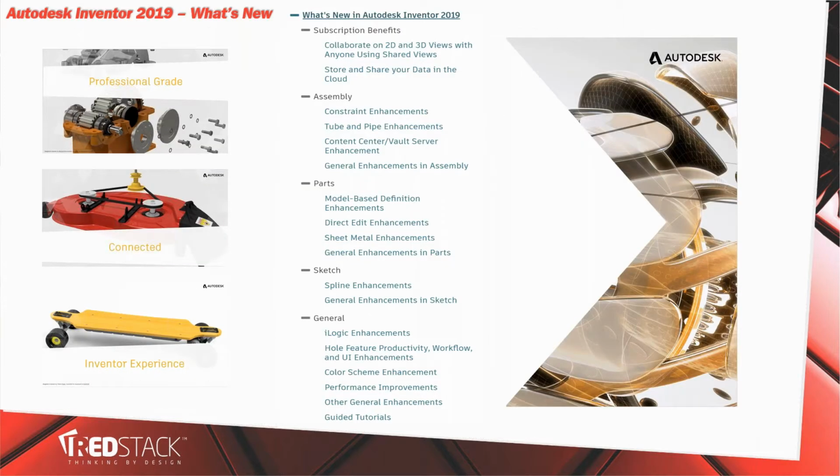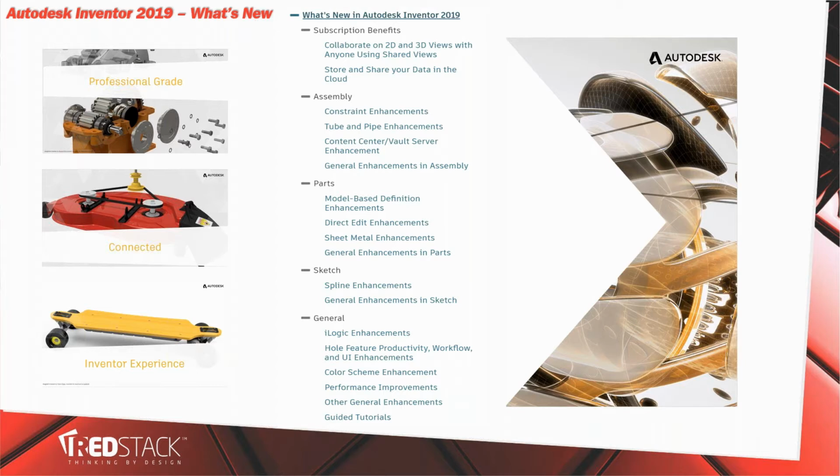Okay, well here's the list, broken down into 5 sections. Some of these we're going to go into in a little bit of detail. Some of them we won't mention at all. But there's the list of items that Autodesk have upgraded or enhanced for the 2019 version.